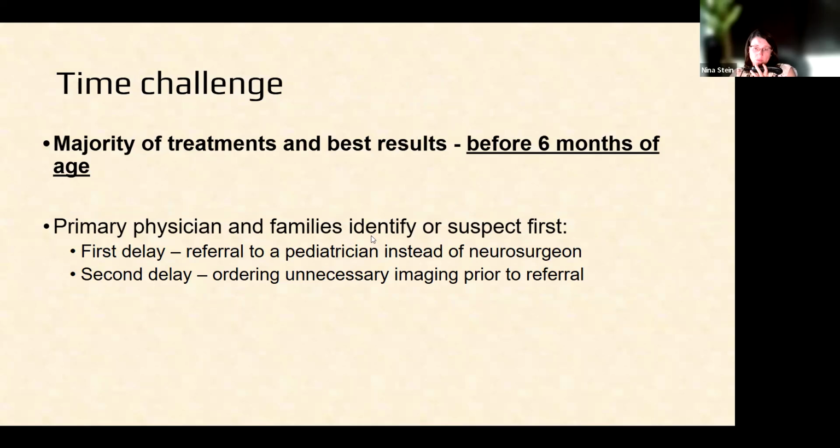And so what usually happens with these families is they are with their primary physician who suspects first, or they have the family insisting to have something done. And then instead of sending directly to the neurosurgeon, they might order imaging or refer to a pediatrician. And so all these things take time and might delay even more and shorten even more this window between 3 months and 6 months of age.